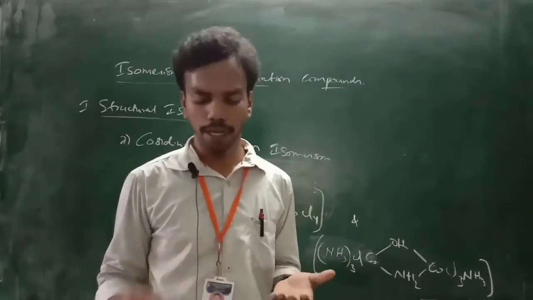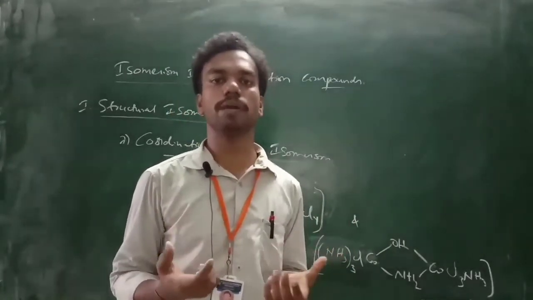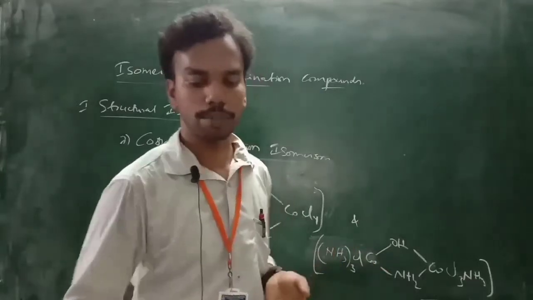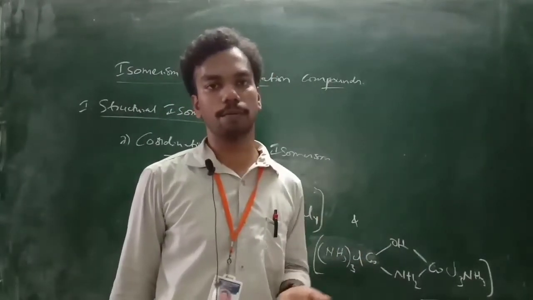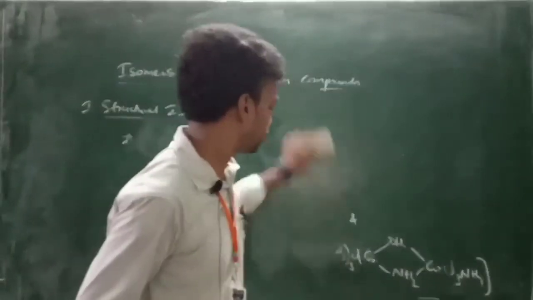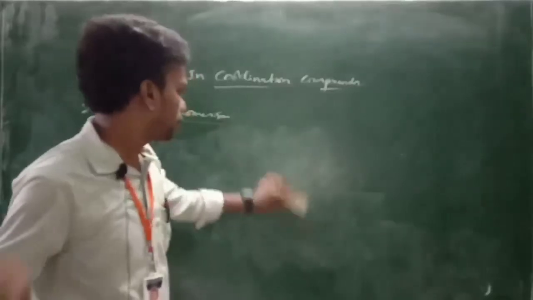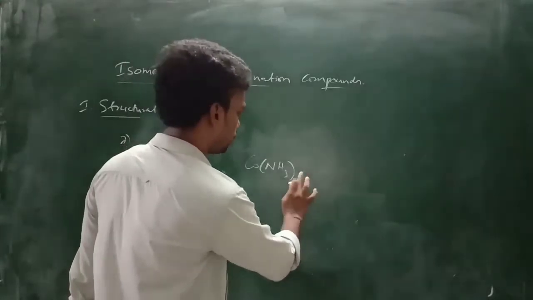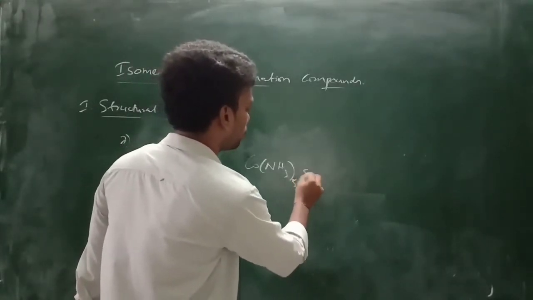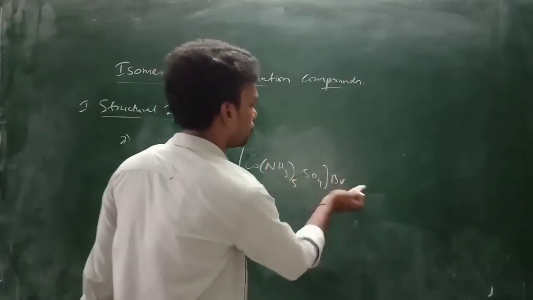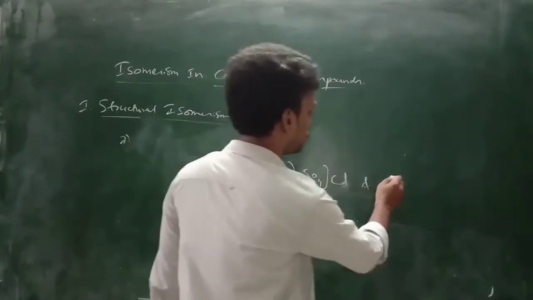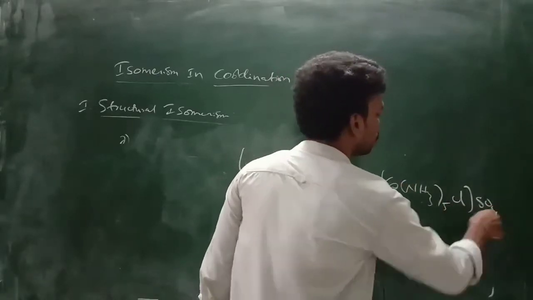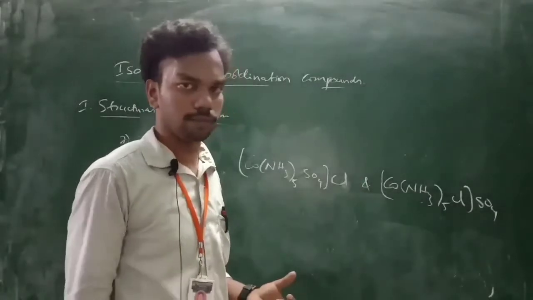The first one is ionization isomerism. Compounds which have the same molecular formula, but form different ions in solution. We are seeing a few examples of ionization isomerism, and they show different physical and chemical properties. For example, taking [Co(NH3)5SO4]Br, or taking chlorine, [Co(NH3)5Cl]SO4. So these two are ionization isomers.